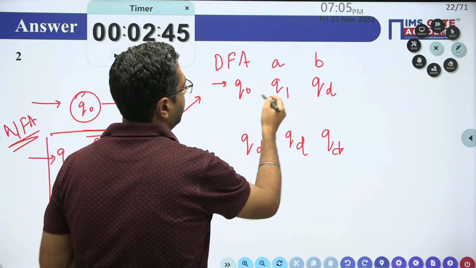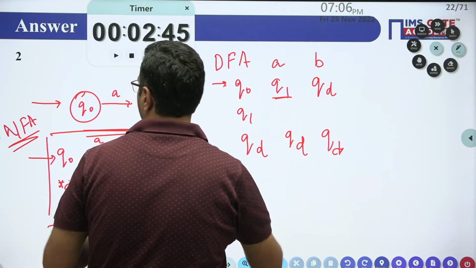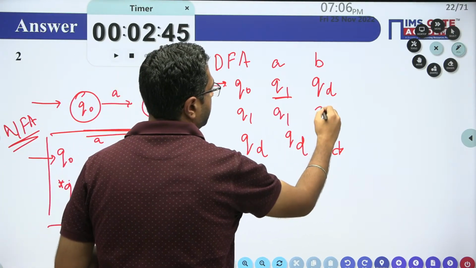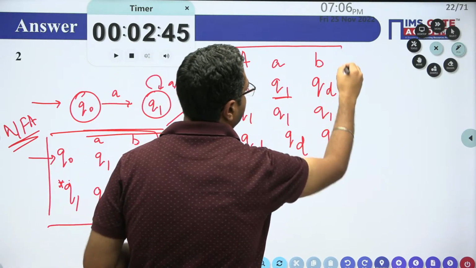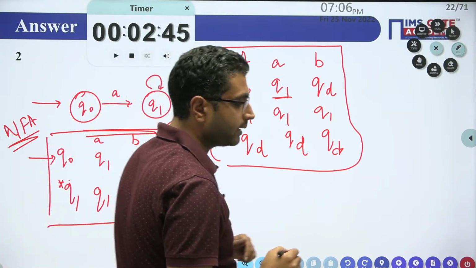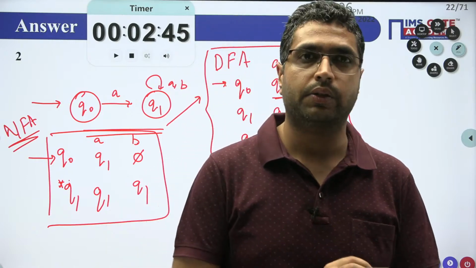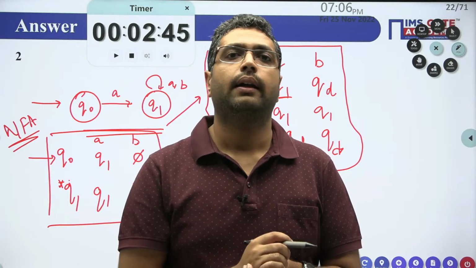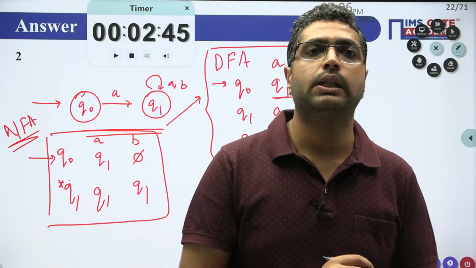So Q0, and we will also write the transition for Q1. Q1 on A goes to Q1, and on B also it goes to Q1. So this is basically the DFA for the same language. We have converted an NFA to DFA, and we should know this, that every NFA can be converted to an equivalent DFA using the subset construction method, and the maximum number of states that we can get is 2 raised to power n.